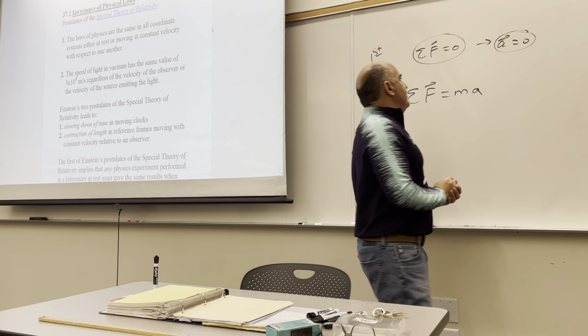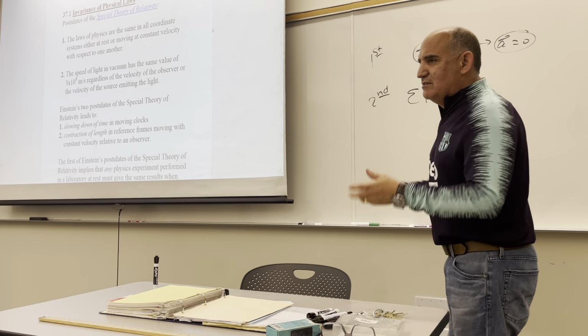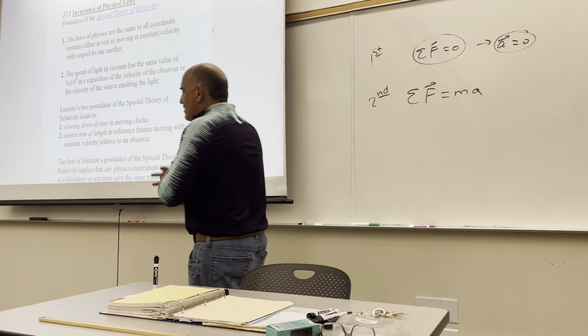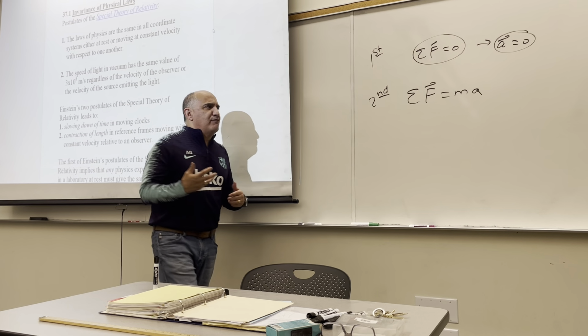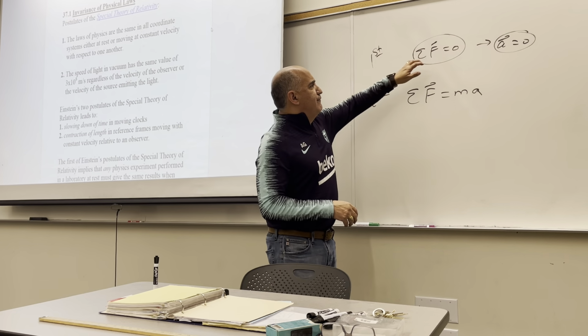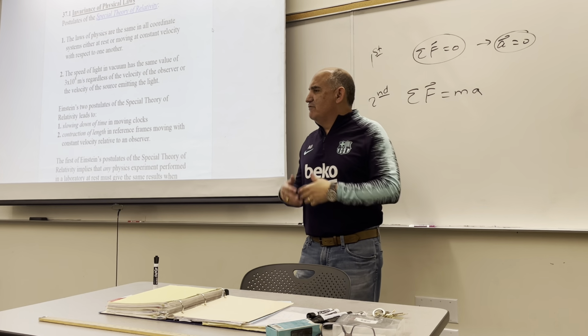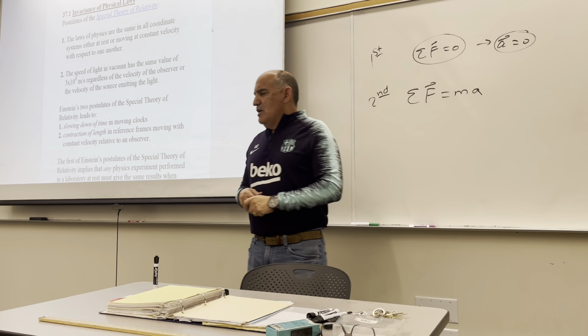So if the object is at rest, it wants to stay at rest. That's because of inertia. But if it's moving, it wants to keep on moving in a straight line at a constant speed because of the inertia. So an inertial frame of reference is one where Newton's first law applies. If an object is at rest, it'll stay at rest. If it's moving, it'll keep on moving.